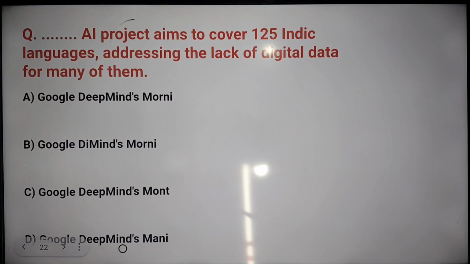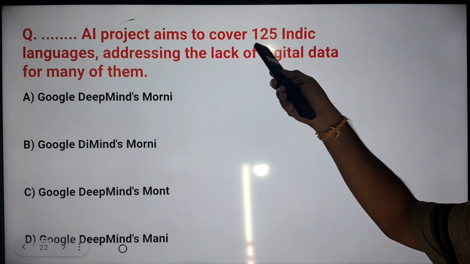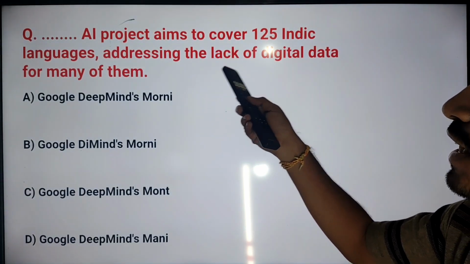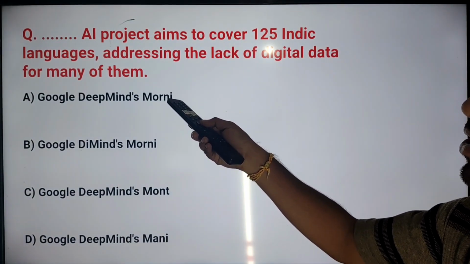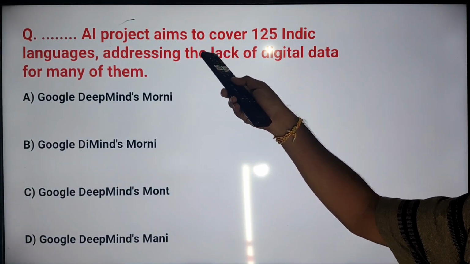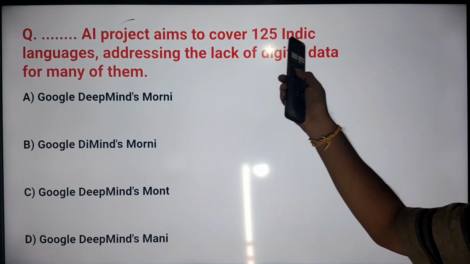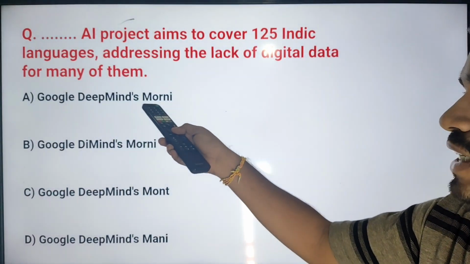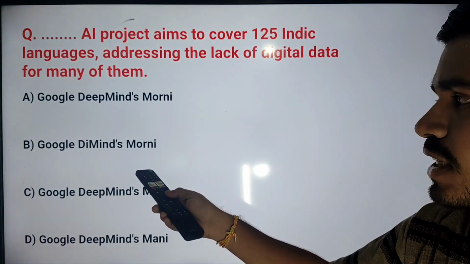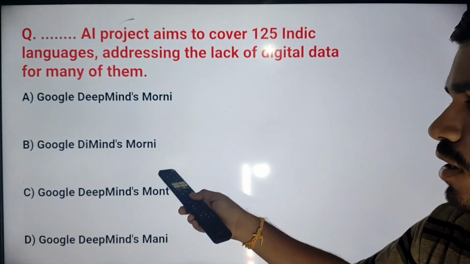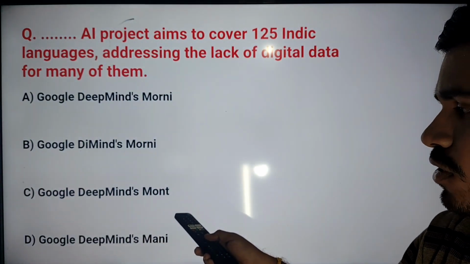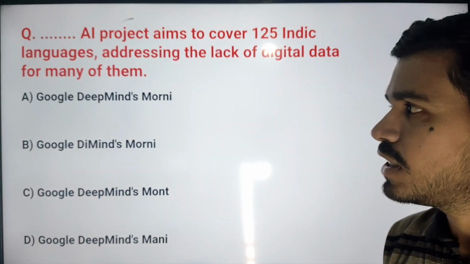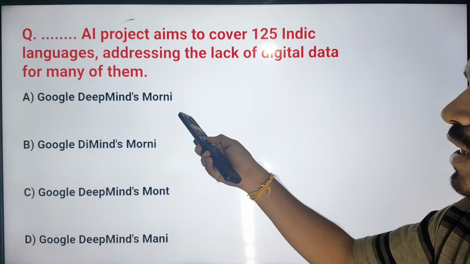Next question, this AI project aims to cover 125 Indic languages, addressing the lack of digital data for many of them. Which AI project concentrates on improving the 125 Indic languages? The answer to this one is Google DeepMind's Morni.